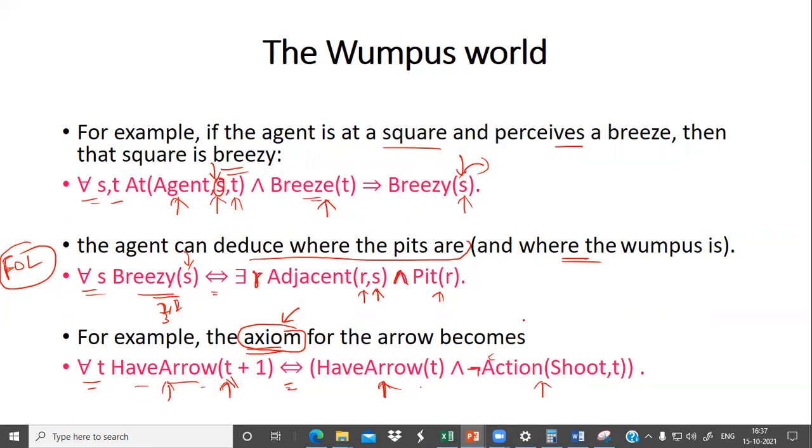For example, here the agent can deduce where the pits are by using breezy of s. Similarly, the agent can deduce where the Wumpus is by using stench of s. So for all s, stench of s implies what? That means that there will be some adjacent cell where a Wumpus is there. That you can try to write down.